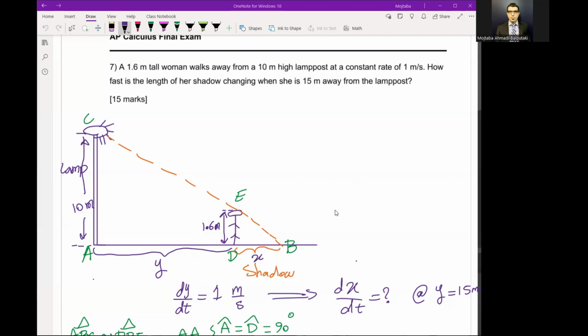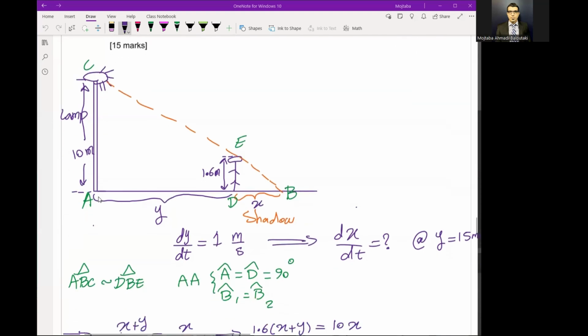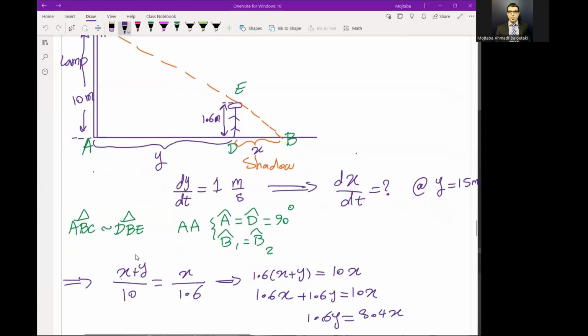Does it make sense? This is an easy problem of similar triangles. The large triangle ABC is similar to this smaller triangle DBE because two angles are equal. Angles A and D are 90 degrees, and this angle is common between the two. So if you write the ratio of similarity, (x plus y) divided by 10 is equal to x divided by 1.6. There you go. So now we can find an equation between x and y.